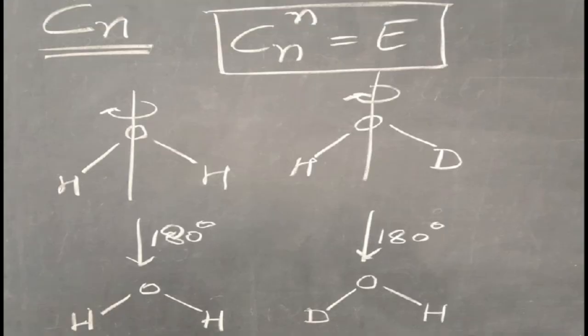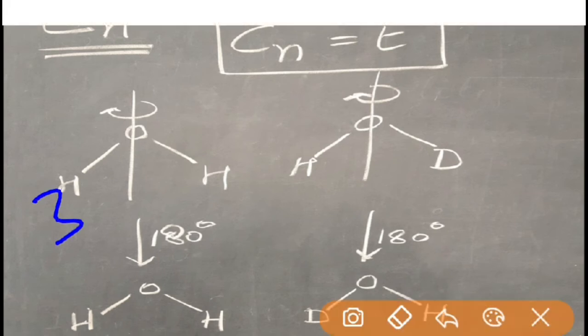The next one is about the rotational axis, the proper axis. As we have already said, the proper axis of rotation is designated as Cn. And what does the Cn mean? It means it is an n-fold rotation axis through which you will be rotating your molecule by an angle of 360 degree divided by n.